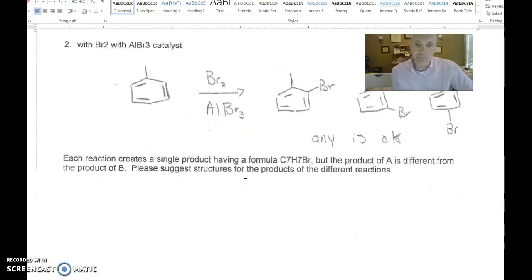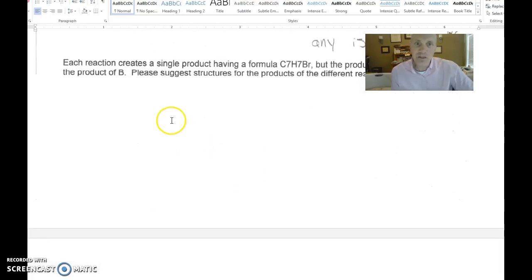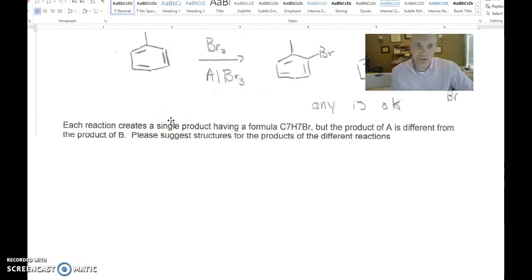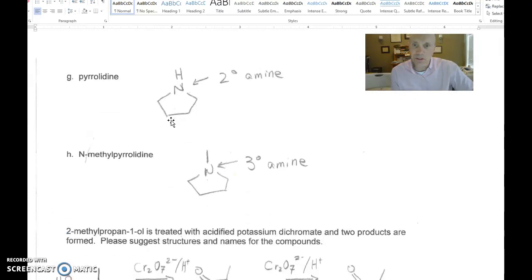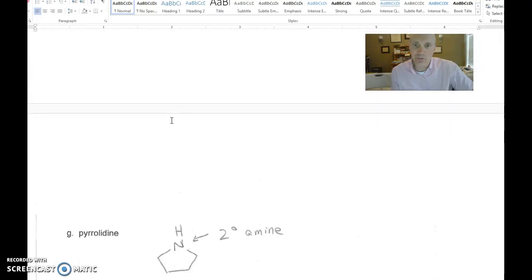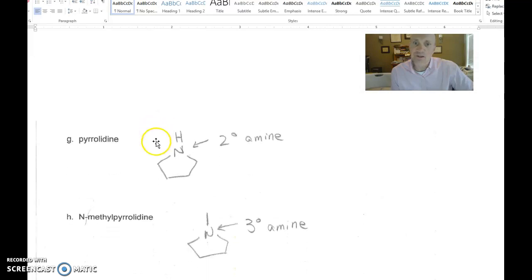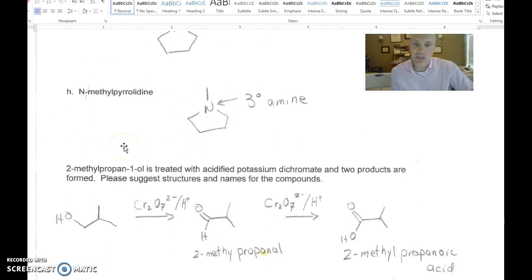And the next one has to do with, oops, this is a little bit out of order, I'm sorry. This has to do with some of the amine problems. This is pyrrolidine, that would be a secondary amine. N-methylpyrrolidine, that's a tertiary amine.